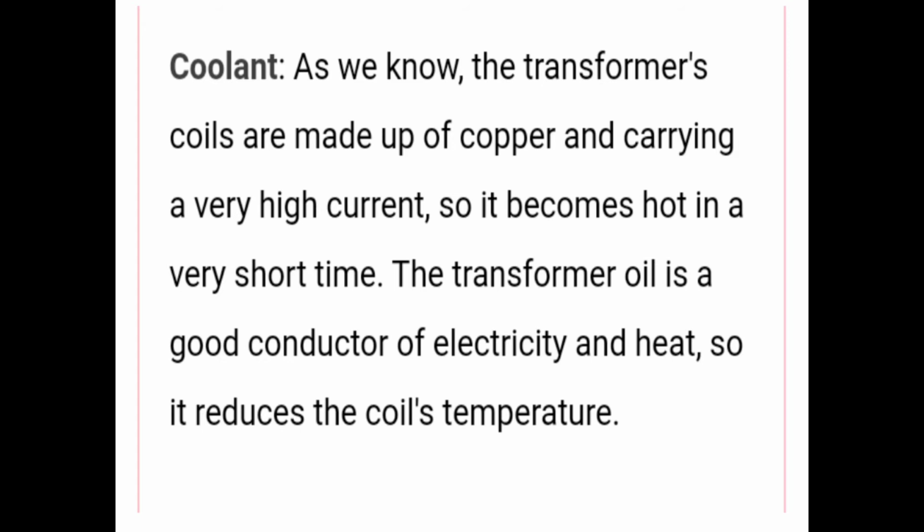Second is coolant. As we know, the transformer's coils are made up of copper and carry a very high current, so they become hot in a very short time. The transformer oil is a good conductor of heat, so it reduces the coil's temperature.